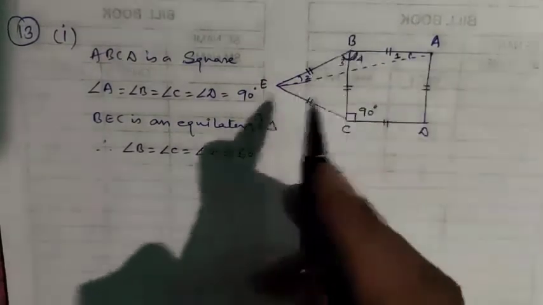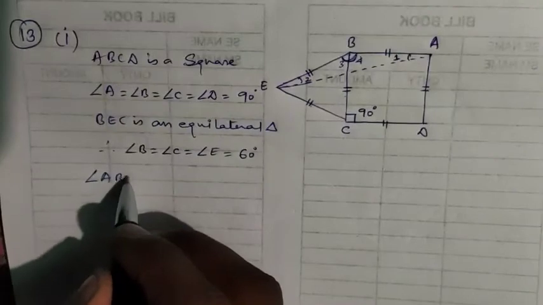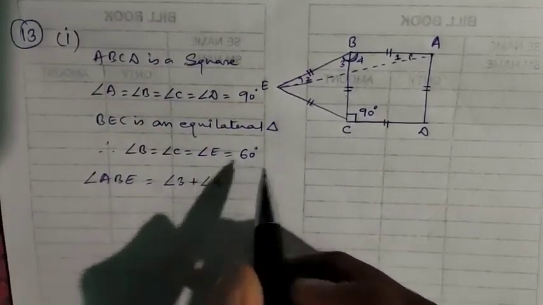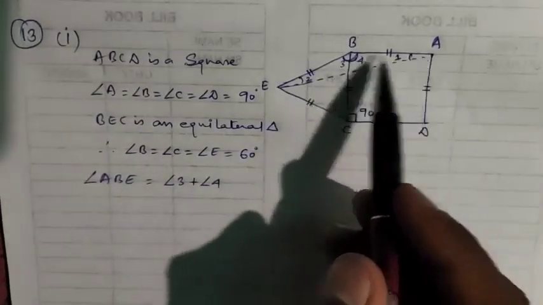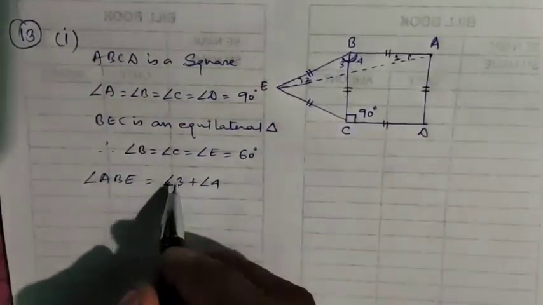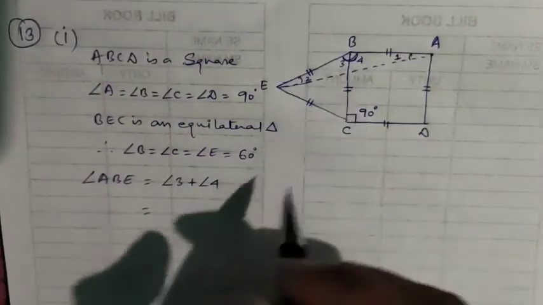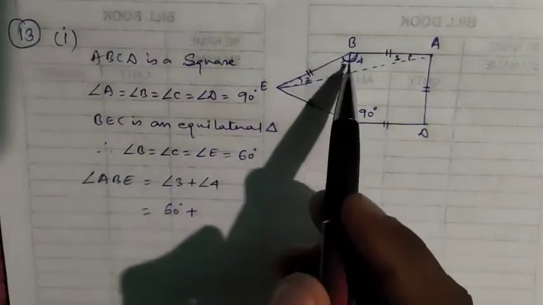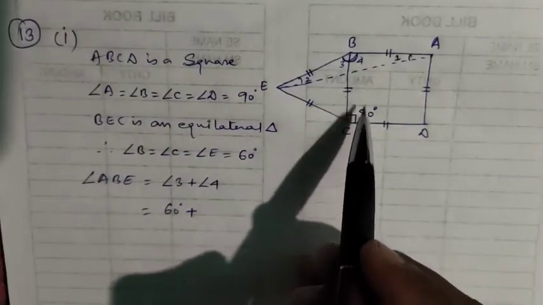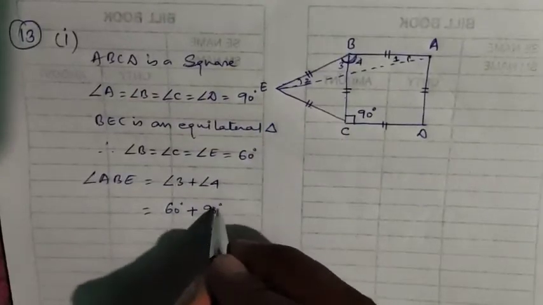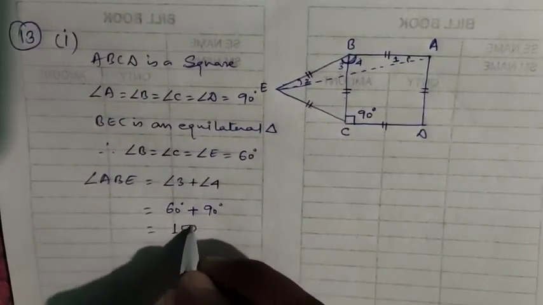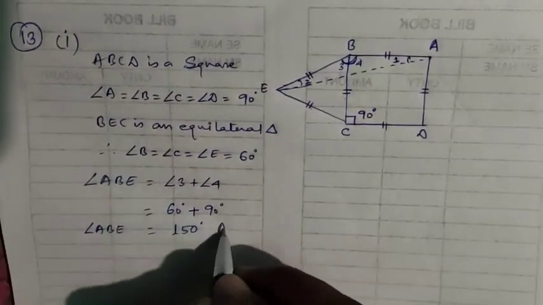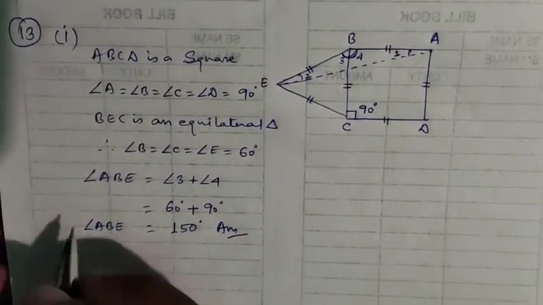Now for finding angle ABE, we have renamed it as angle 3 plus angle 4. If we add the value of angle 3 and angle 4, we will get the value of angle ABE. Angle 3 is a part of the triangle, and the value of angle 3 will be 60 degree, plus angle 4. Angle 4 is a part of the square and its value will be 90 degree. Therefore if we add both the values, it will be 150 degree. Therefore the value of angle ABE is equal to 150 degree. This will be your first answer.